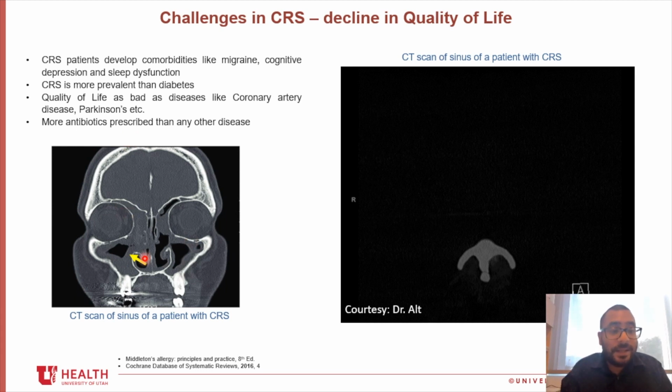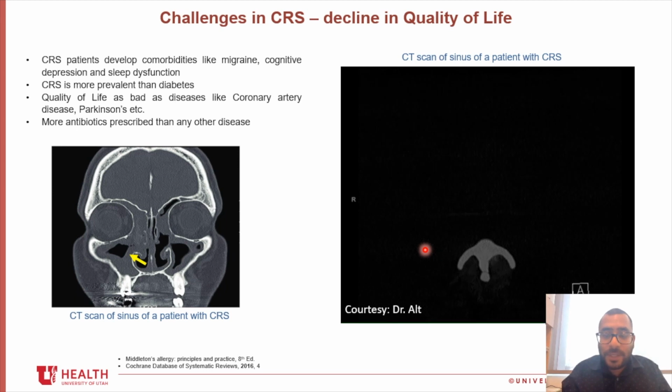Here you can see a CT scan of a patient who has CRS. So the black region that you see means that there is no mucus present in the sinus. If you remember, this is the maxillary sinus, and this was the frontal sinus here. So the opacification of the frontal sinus tells us that the sinus, particularly of this patient, is filled with mucus. So because of the presence of this excessive mucus in the sinuses, it becomes very difficult for the patient to breathe, and that causes a lot of these symptoms.